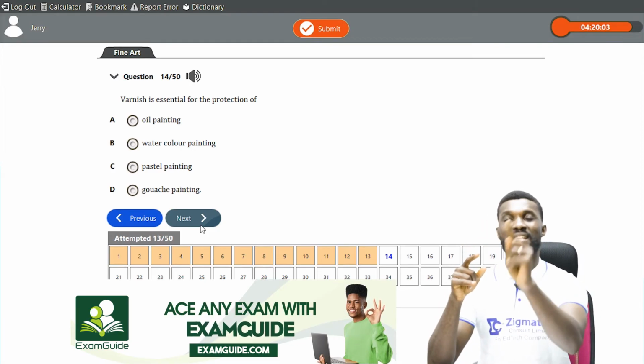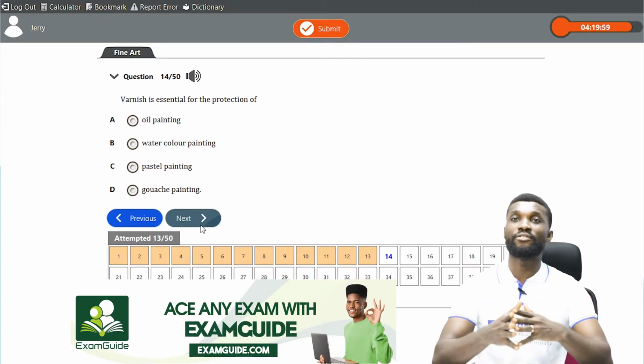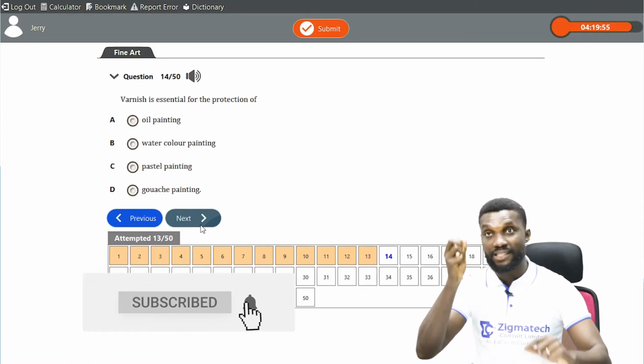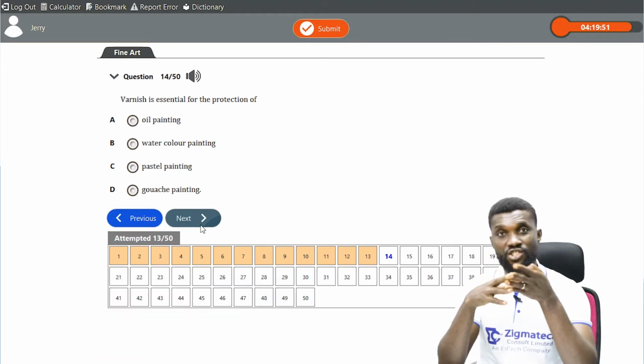The same thing applies to pastel. Pastels are like chalk. You have two types of pastel: we have the chalk pastel and then we have the oil pastel. So we don't use varnish on pastels. Now we have the watercolor painting, just like your poster color. You can't use varnish on poster color.